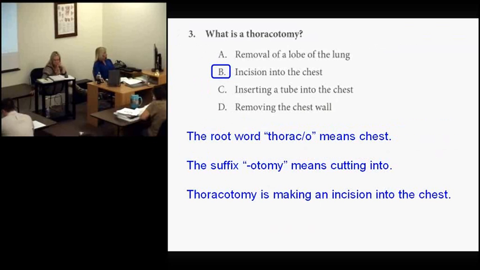Number 3, what is a thoracotomy? B, incision into the chest. The root word thoraco means chest. The suffix otomy means cutting into. So a thoracotomy is making an incision into the chest. It doesn't mean taking anything out. It just means cutting into it.